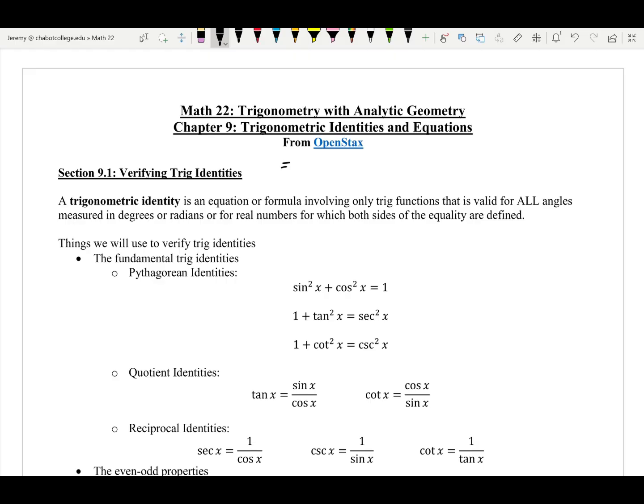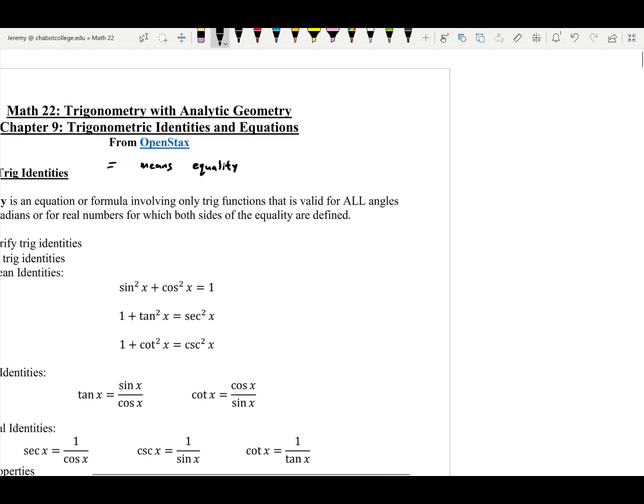There's something kind of interesting about the equals sign. We're used to this as meaning equality, right? Whatever's on the left of the equal sign is the same in some sense as that which is on the right of the equal sign. But it turns out there are multiple types of equality that we deal with in mathematics.